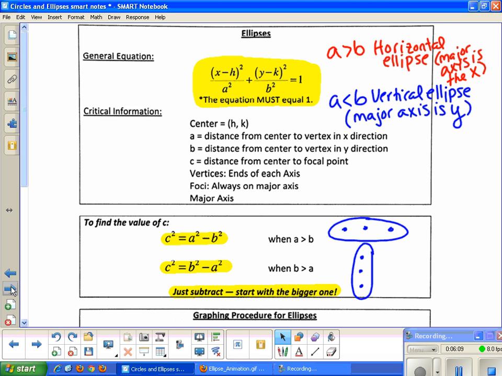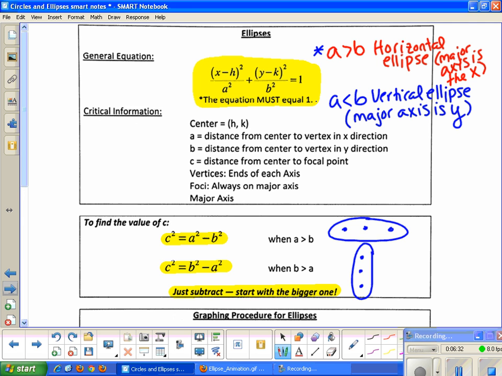So the general equation is this equation that we have right here, x minus h squared over a squared plus y minus k squared over b squared equals 1. The equation must be equal to 1. If the a value is bigger than the b value, then you have a horizontal ellipse, which means the major axis is on the x-axis.